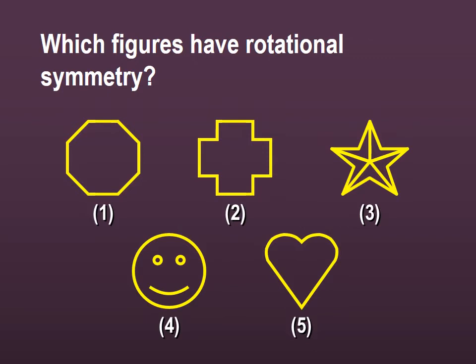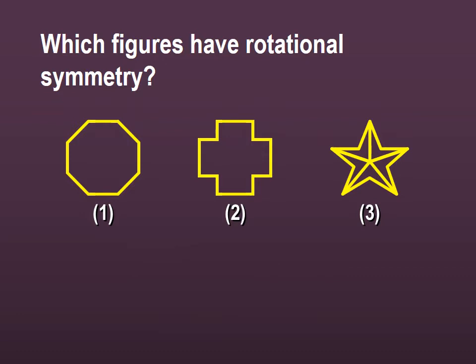So which figures, 1, 2, 3, 4, and 5, have rotational symmetry, which remember is exactly 180? So we would say these 3 right here, 1, 2, and 3, all of those have rotational symmetry. So remember, rotational is less than 360.